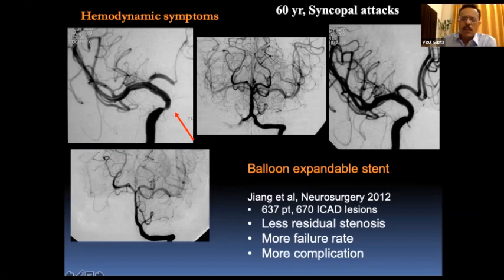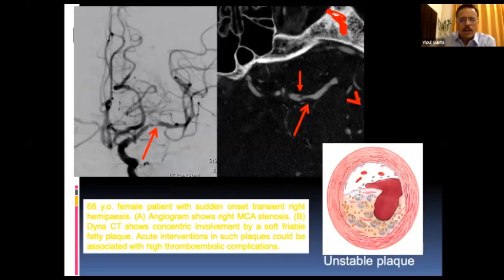There are many papers on balloon mounted stent, and I feel, yes, they are good in the sense of less residual stenosis, but sometimes you can't really reach the lesion very easily, and maybe there are more complications, although there are many groups in the world which use more of balloon mounted and they are pretty happy with their outcomes.